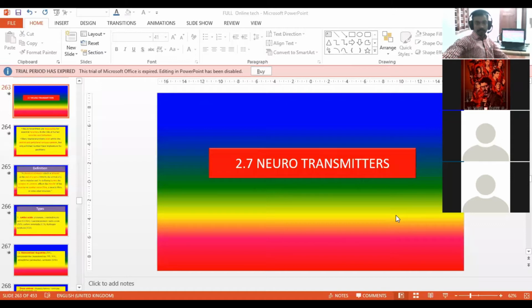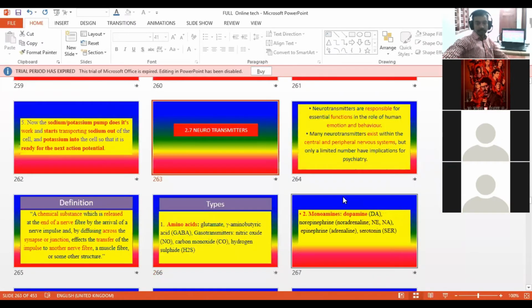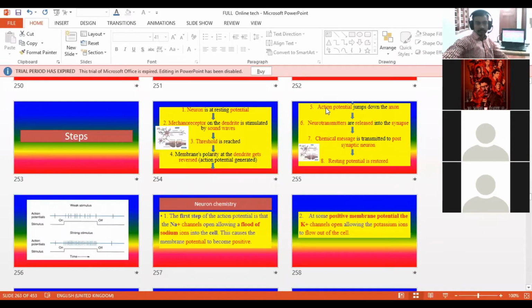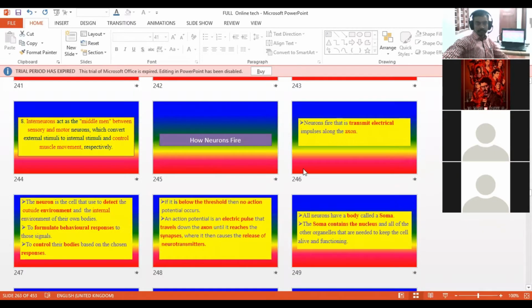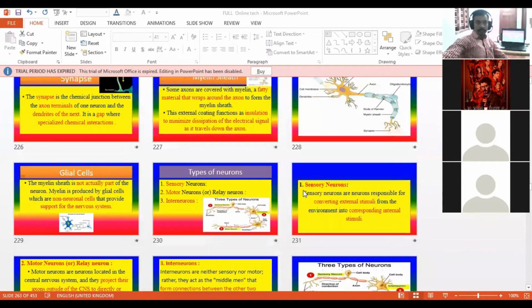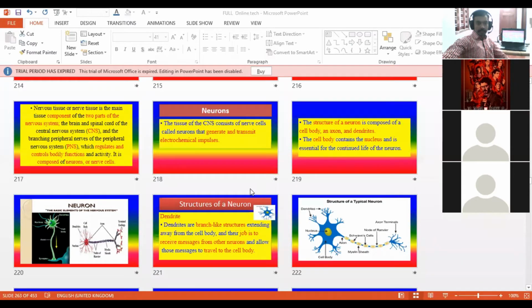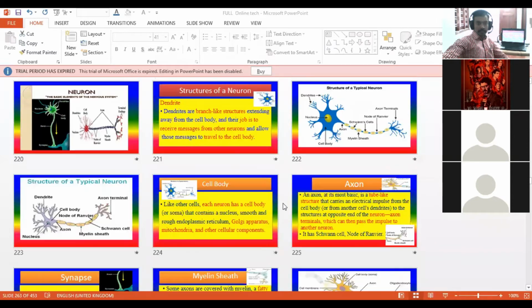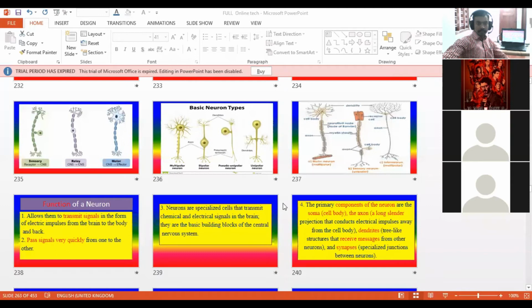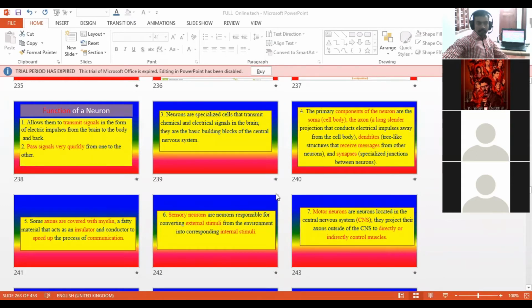Today we have to learn about neurotransmitters. In the previous class we learned about nerve tissue, neurons, types of neurons, components or parts of nerve tissue or neuron, and then the functions of neurons.